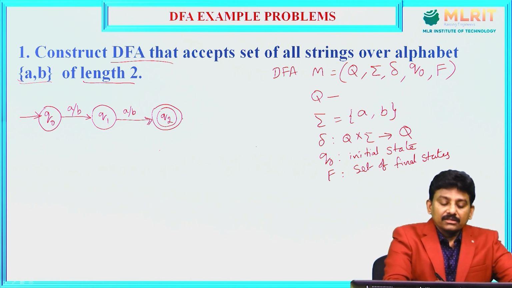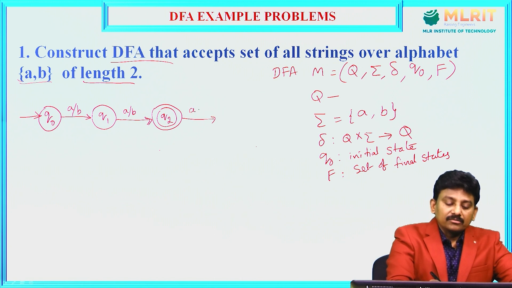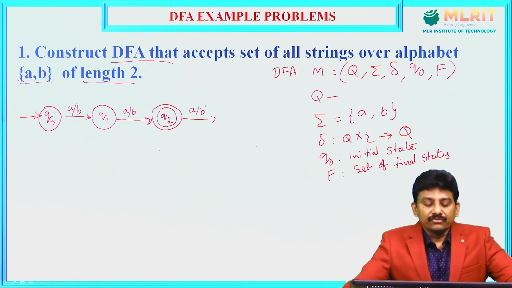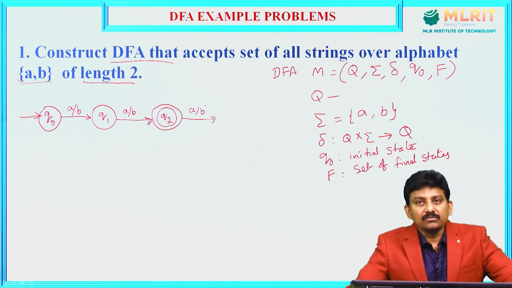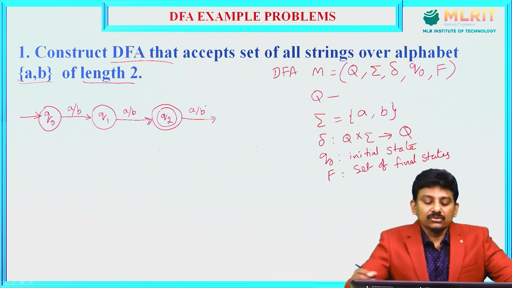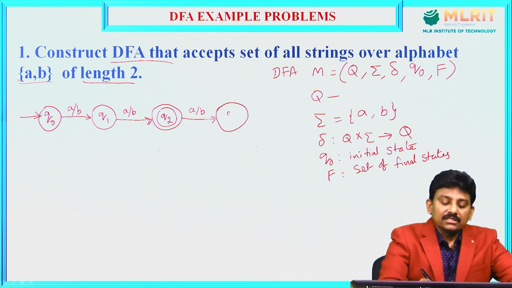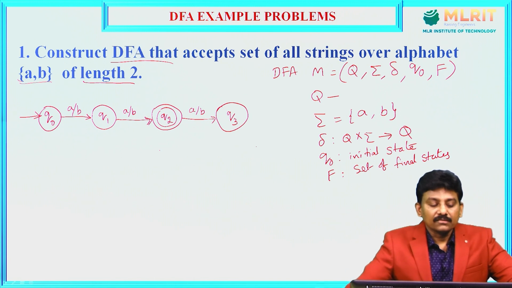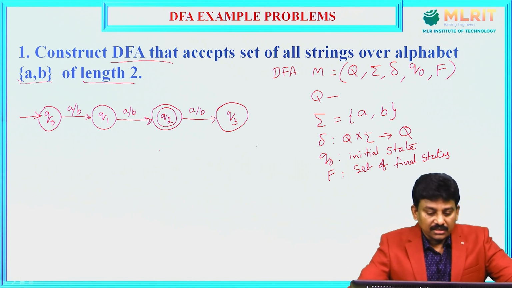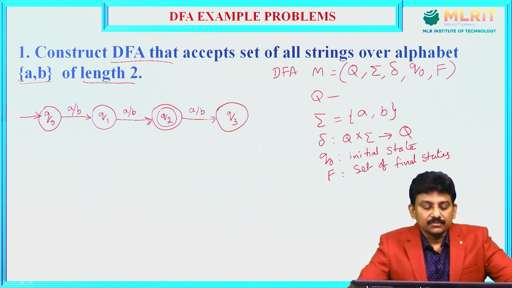But Q2 is the final state, where we have seen two symbols. If you read one more symbol, either A or B, in Q2, that indicates the length of the string is greater than 2. So I can go to another state, that is a non-final state. Q2 is the final state, that is, I have seen two consecutive symbols. The length of the string up to Q2 is 2 only.